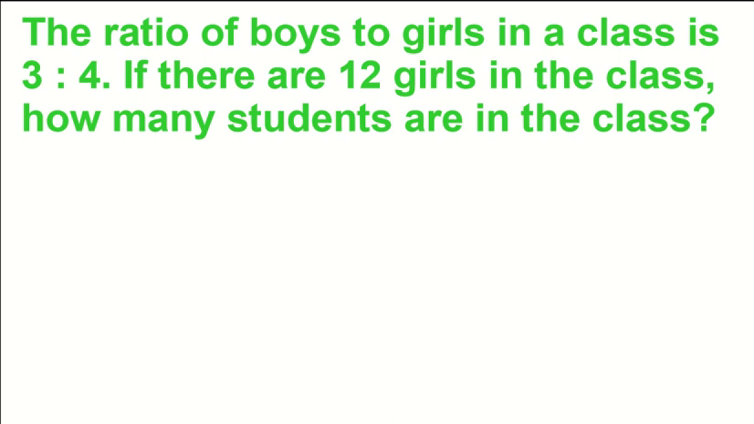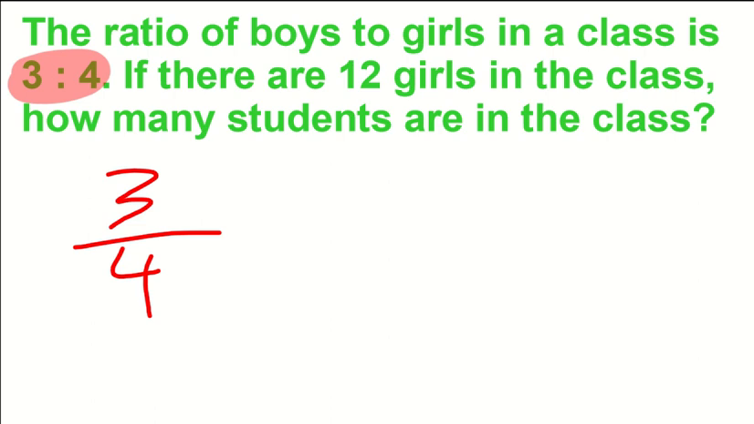All right, we got the ratio of boys to girls in a class is 3 to 4. If there are 12 girls in the class, how many students are in the class? So this one's a little different, so pay attention. It gives us a ratio, 3 to 4. If it gives you a ratio like that, just make that half of your proportion. Okay, so I got 3 to 4, that's half my proportion. What's the 3? Boys. We know that because boys was first, girls was second, 3's first, 4's second.